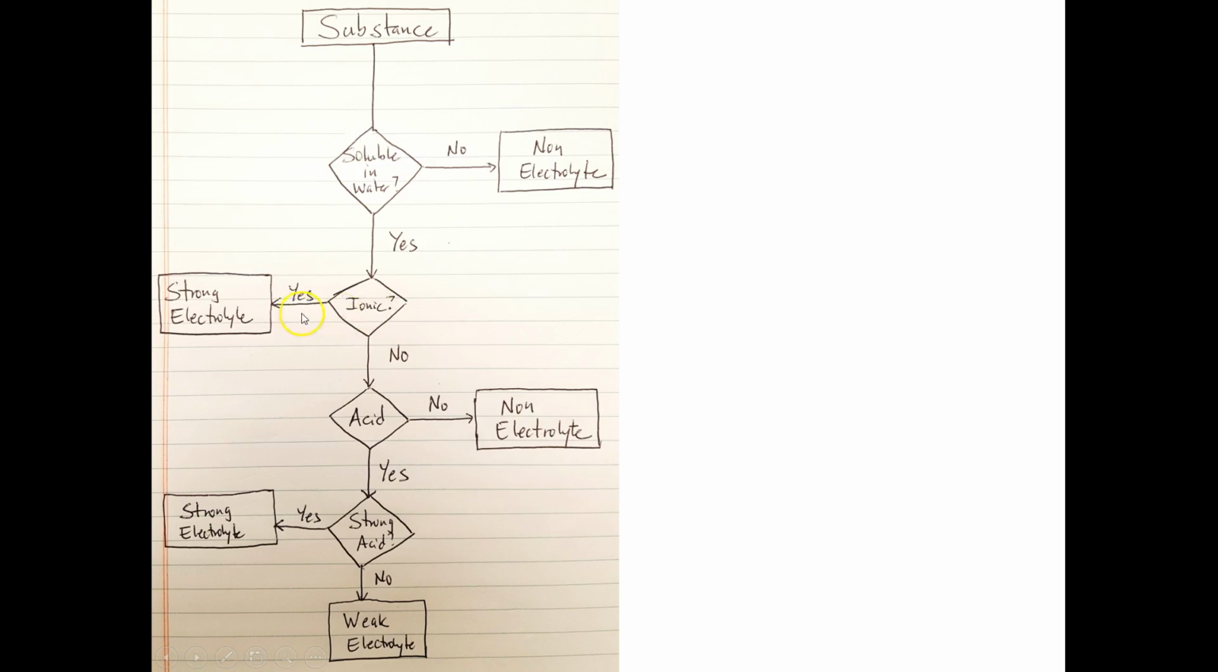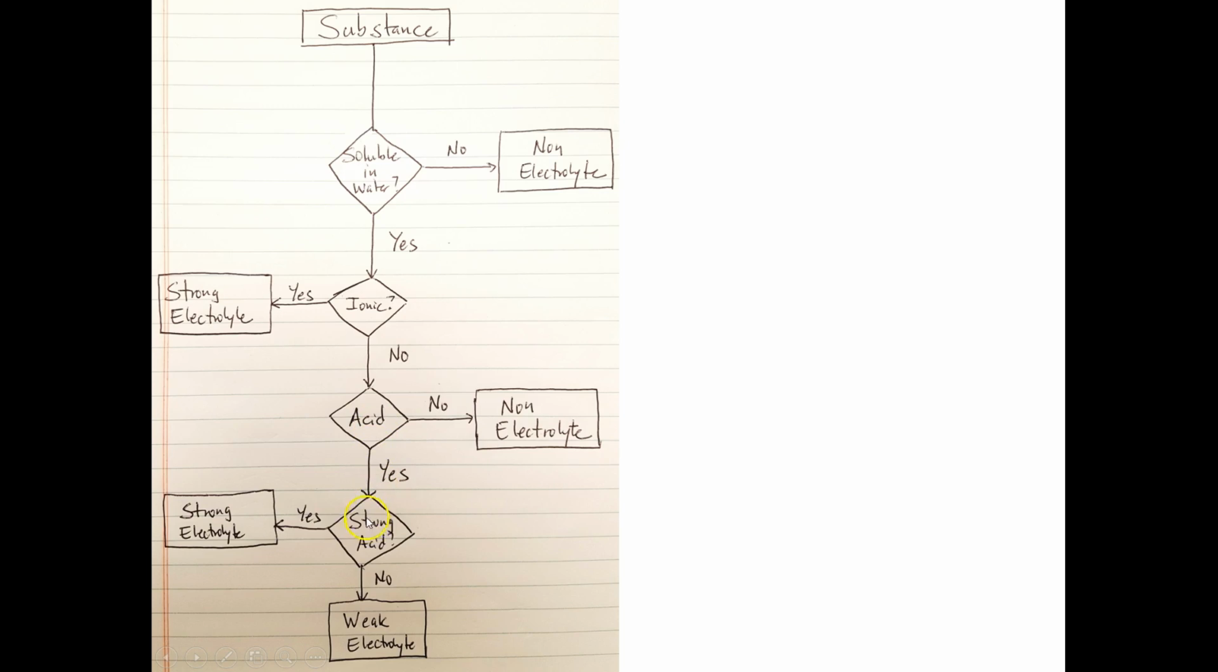If it's not ionic, then that means it's molecular. And so then you have to just ask yourself the question, is it an acid? And if it's not, and things like methanol and ethanol and acetone and sugar are things that are not ionic, they are soluble in water, they are not acids, and so they are non-electrolytes.